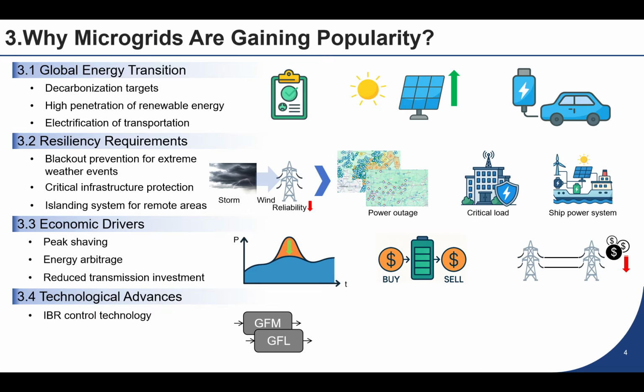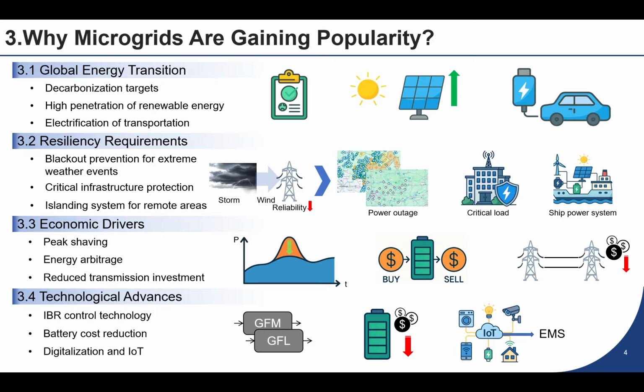Finally, rapid technical advances are making microgrids more capable and cost-effective. Progress in IBR control technology, especially grid-forming and grid-following controls, improves system stability. The cost of battery energy storage continues to decline, making storage-backed microgrids far more affordable. And with ongoing digitalization and IoT development, microgrids can now collect real-time data, communicate seamlessly, and operate under intelligent EMS platforms.